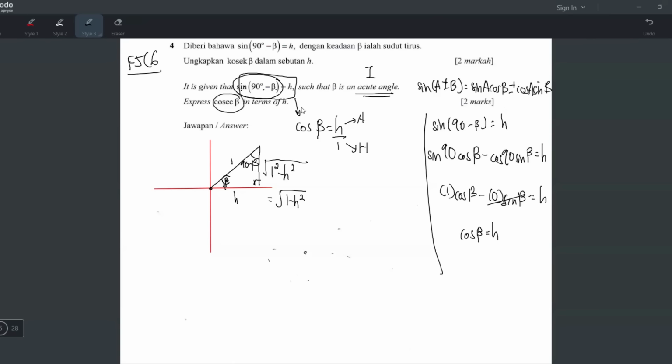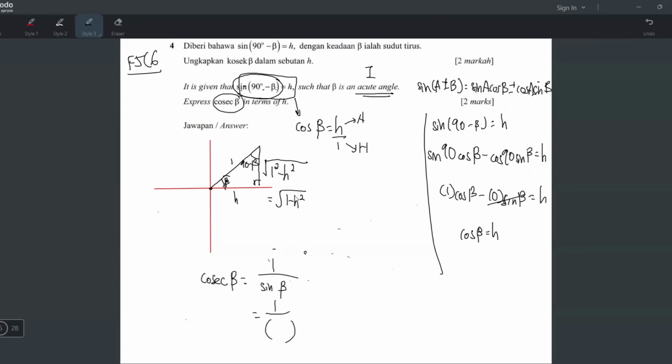So they want cosec beta in terms of h. For cosec beta, you can use this angle. Not this angle, that one. The top one is 90 minus beta. You want beta, so you should look at the bottom angle here. The cosec is actually 1 over sine beta, and for sine beta you look at this angle and take opposite over hypotenuse, because the sine formula is O over H.